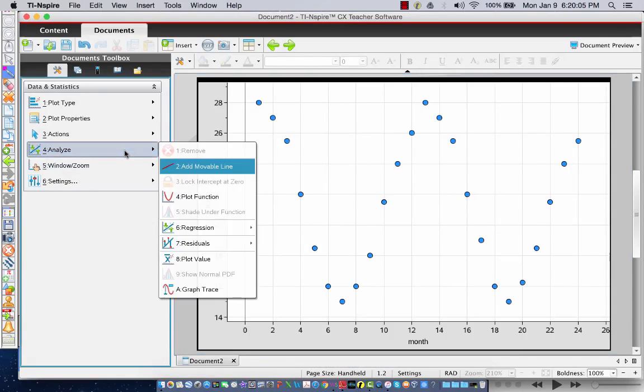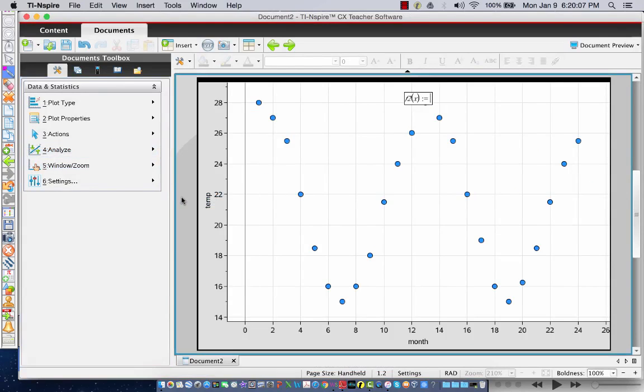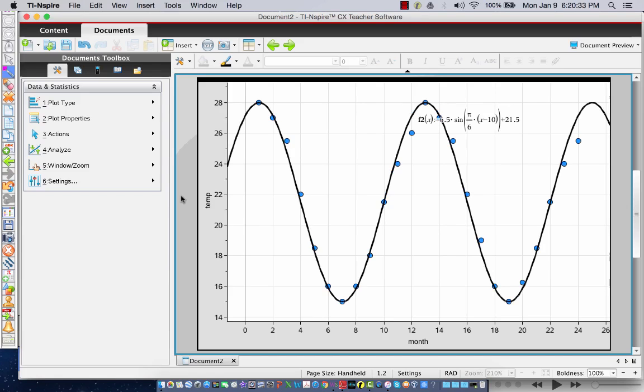So I need to plot a function. I need to put in 6.5 times the sine of b, which we said is pi over 6, times x minus c, which is 10, plus d, which we said is 21.5, and let's see how we do. Not bad at all, sports fans, not bad at all. You can see how it's a pretty darn nice model of the data.